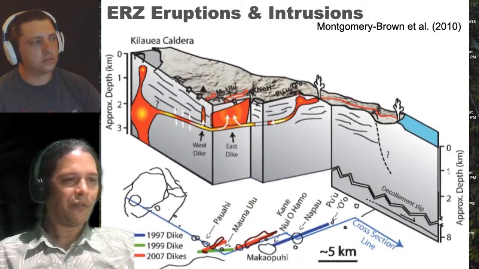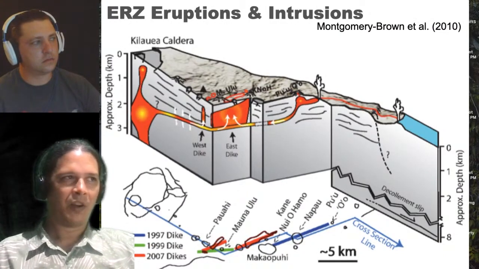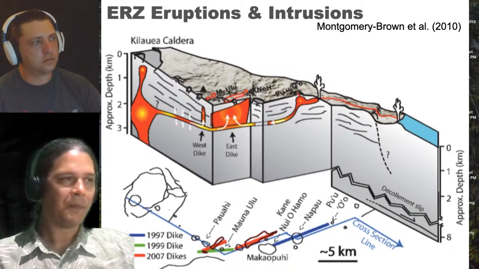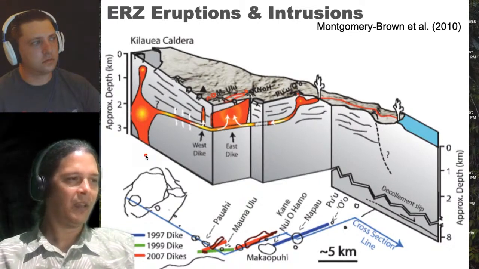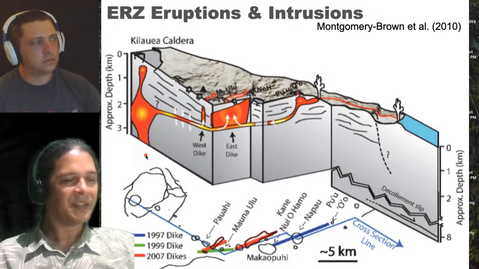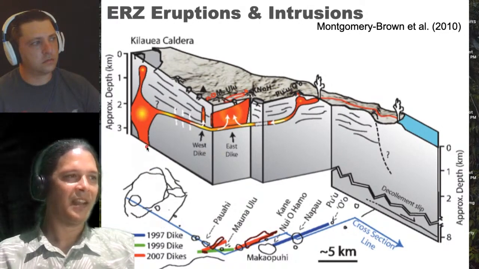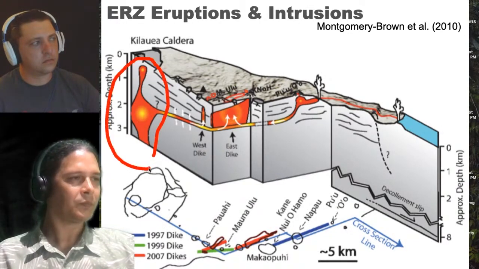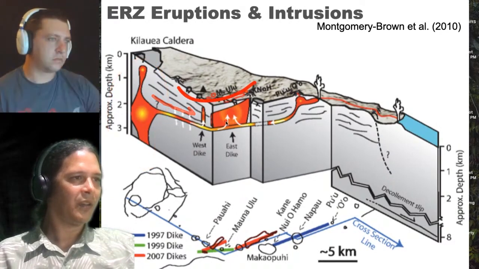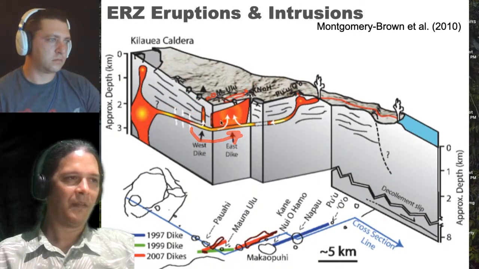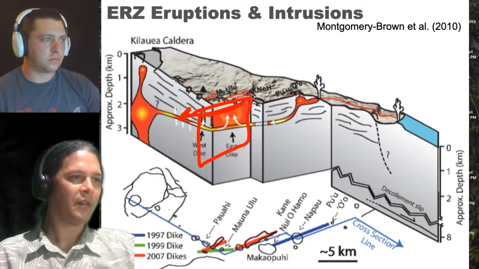To understand a little bit of how this develops and how these things are all connected, we're going to talk a little bit about this Upper East Rift Zone area. Here is a cross-section from the Montgomery-Brown et al. paper relating to the 2007 dikes. They also mention the '97 and '99 dikes, but here's our summit magma chamber. Our Upper East Rift Zone is over here. Here's the bend. Right? So here's where the magma is turning and then moving into the East Rift Zone and making blades that are long in this direction, right? Like the one drawn in here, right?